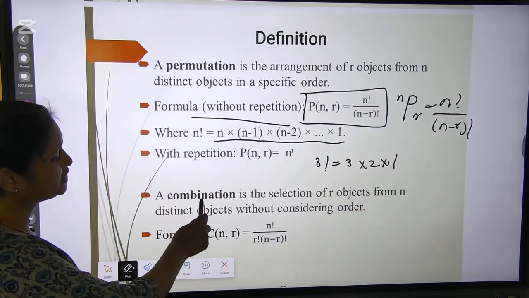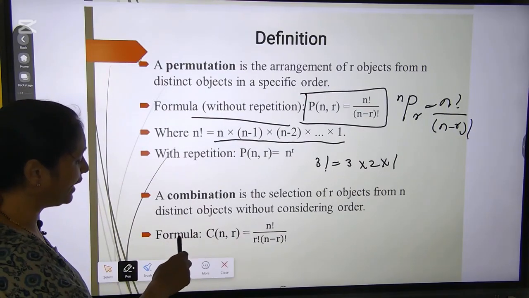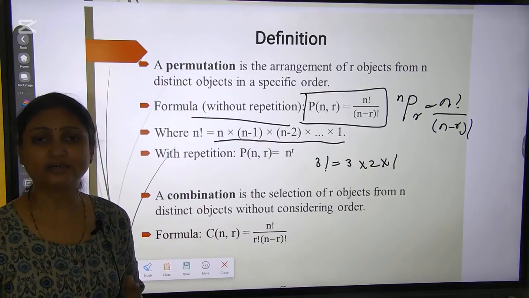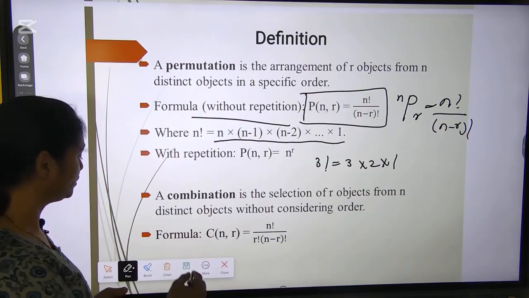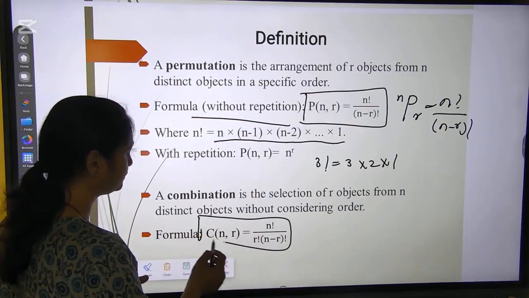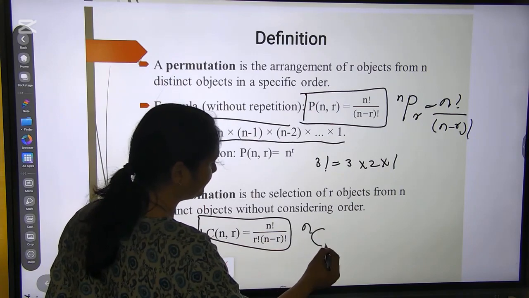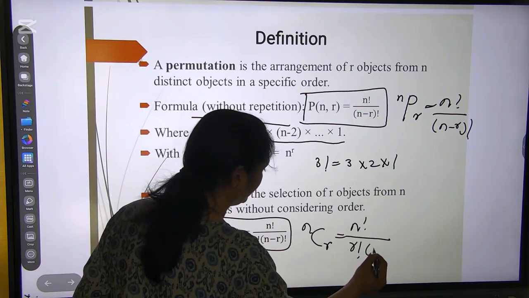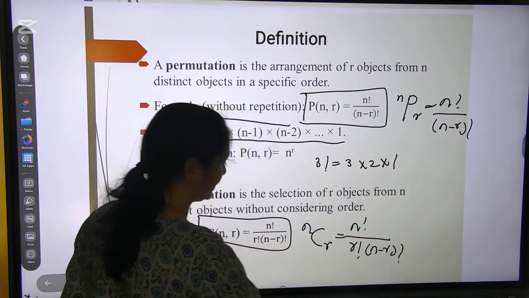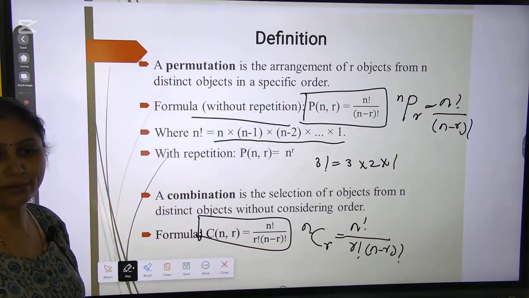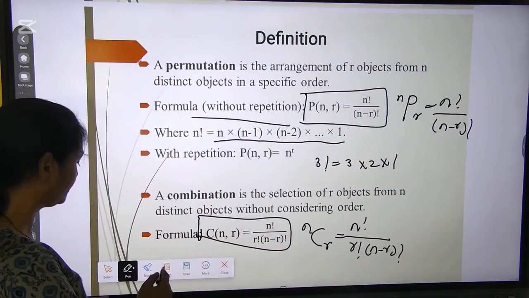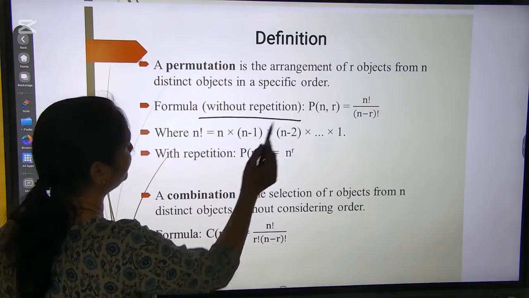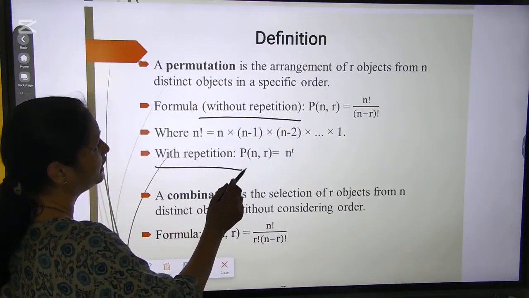And then a combination is the selection of r objects from n distinct objects without considering the order. So this is the formula. It can be written as nCr equals n factorial upon r factorial into n minus r factorial. This is the formula for combination. Here we can use it without repetition and with repetition in arrangement.